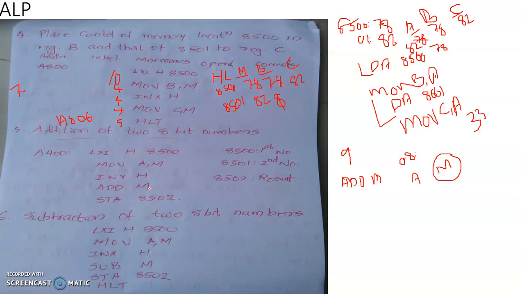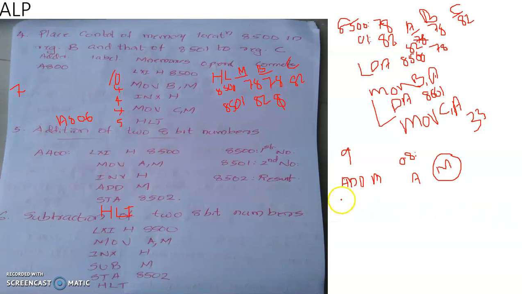This first number is added with the content of the memory location pointed by HL pair, and the result is placed in the accumulator. Now you have to store this number, that is the result, to 8502. So the result of the operation will be there in the memory location with address 8502. Now you can come to an end for this program, that is HLT. So that's it. Now again we will check what happened upon execution of this program.